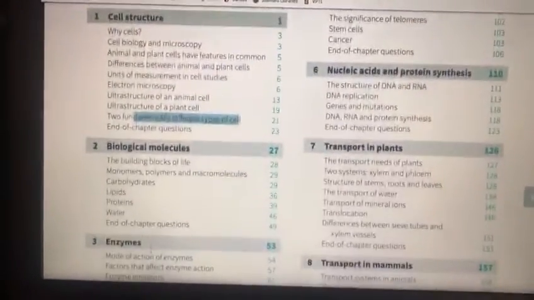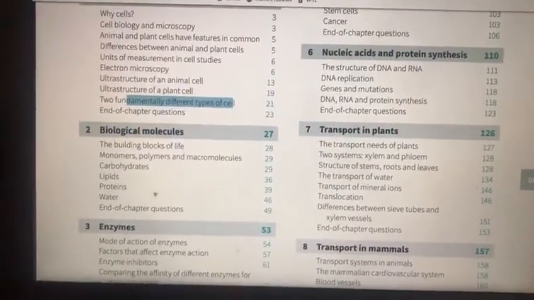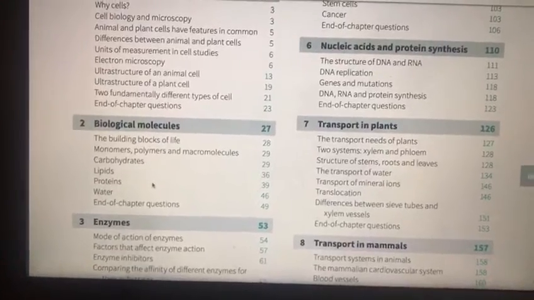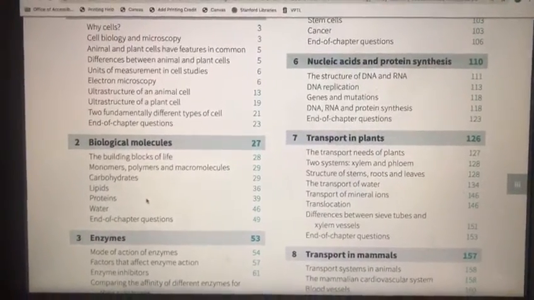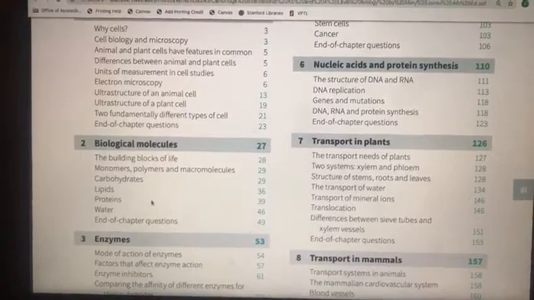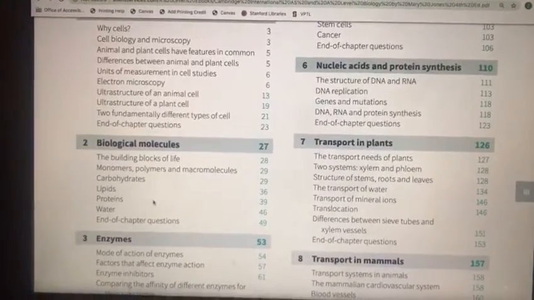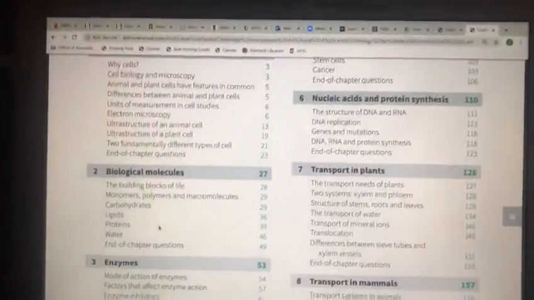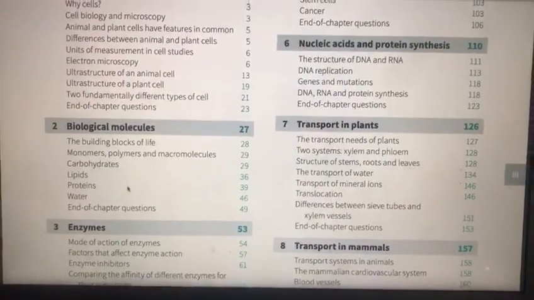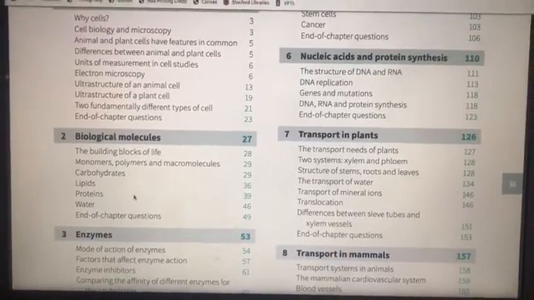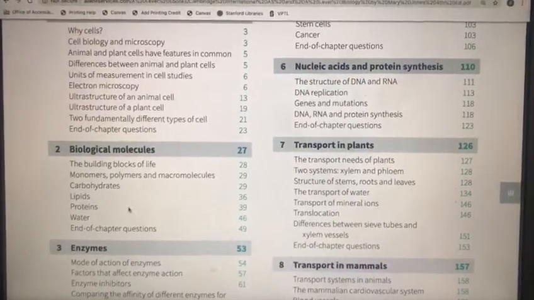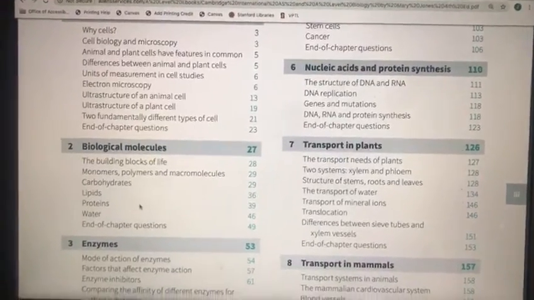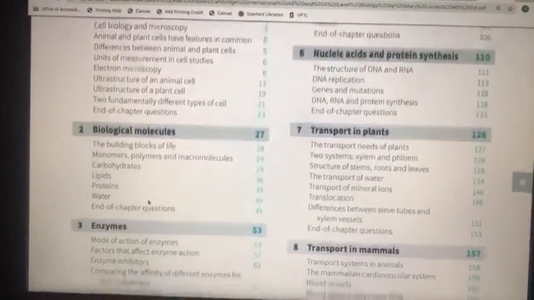Then we have biological molecules. This chapter is a little material heavy, and so it is really easy to understand, but actually memorizing this information can be a bit of a hefty task. This is going to have your carbohydrates and your lipids and proteins and water, the different amounts of energy that each of these molecules contains, the different bonds that they have, how these bonds are formed, how they can break down. All of that stuff, you're going to find that in biological molecules.